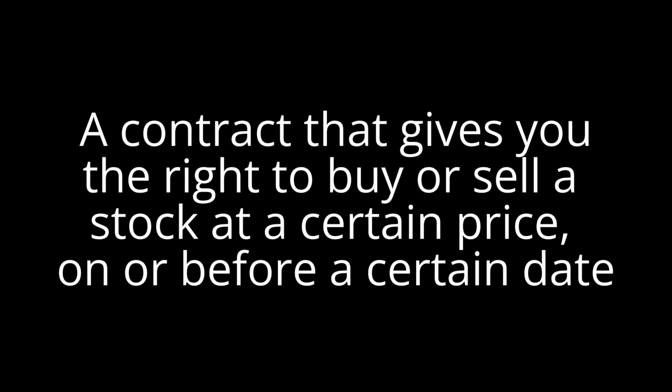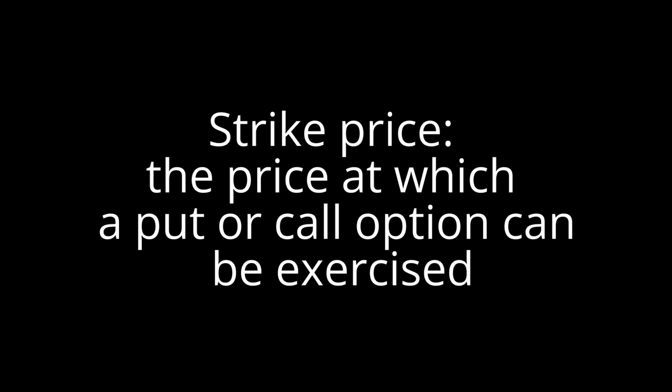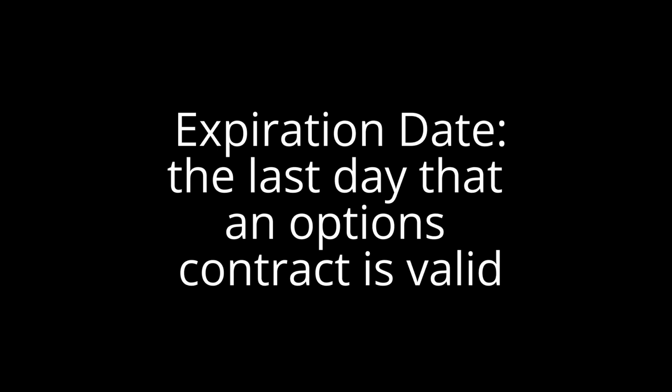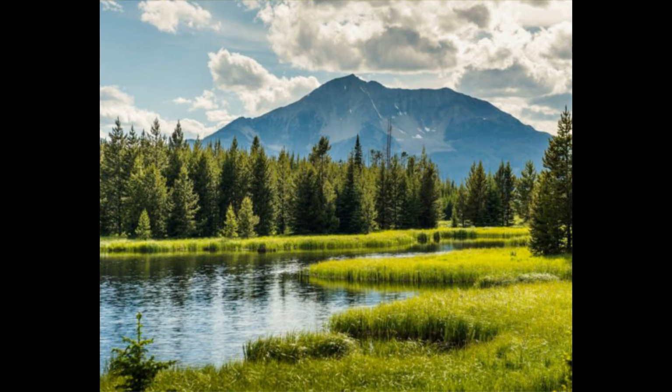Let's start this options trading video by explaining what, exactly, an option is. Simply defined, an option is a contract that gives you the right to buy or sell a stock at a certain price, on or before a certain date. The certain price is called the strike price and the certain date is called the expiration date. They look like this when spotted in their natural habitat, which is called an options chain.